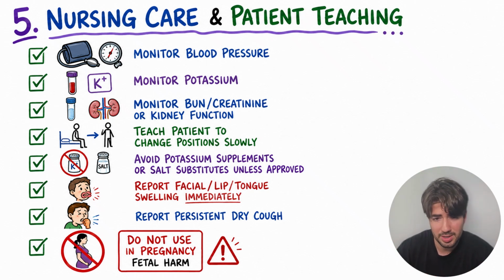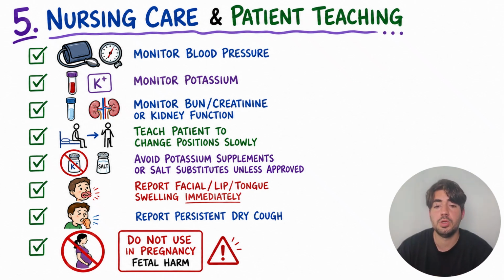Because potassium can rise, the patient should not start potassium supplements or potassium-containing salt substitutes unless the provider approves them. Also, you have to review any other medication that may raise potassium as well, especially potassium-sparing diuretics, such as spironolactone. And you have to teach the patients to immediately report any swelling of the face, lips or tongue, or any swelling in general, or difficulty breathing or difficulty swallowing. Again, this is an emergency. A persistent dry cough should also be reported, but this is not that much of an emergency. It's more like tell the provider so they can check the medication.